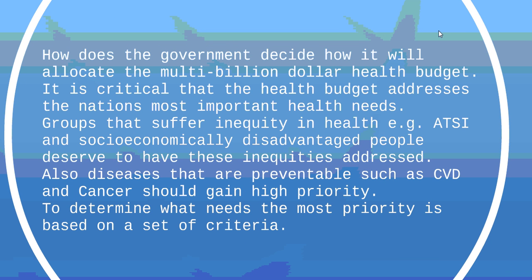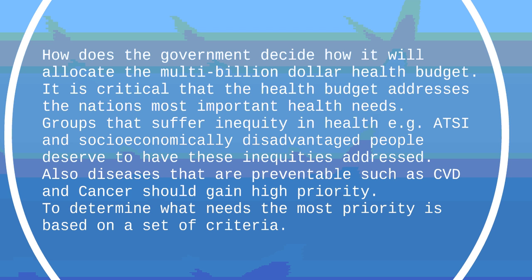So how does the government decide how it's going to spend the mega health budget, which goes into billions and billions of dollars? It's critical that the health budget addresses the nation's most important health needs. These include groups that suffer inequity in health, for example, Indigenous Australians and the socio-economically disadvantaged. They deserve to have their inequities addressed. Also, diseases that are preventable, such as cardiovascular disease and cancer, should also gain a high priority because of the high mortality rates of both of those diseases.